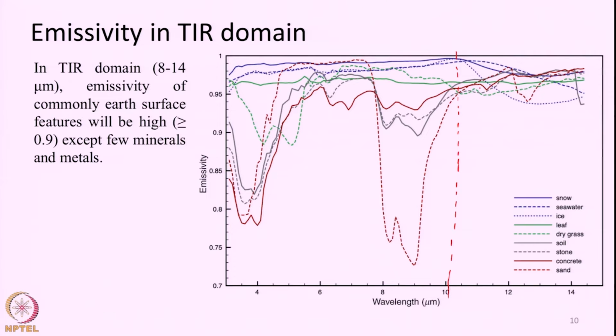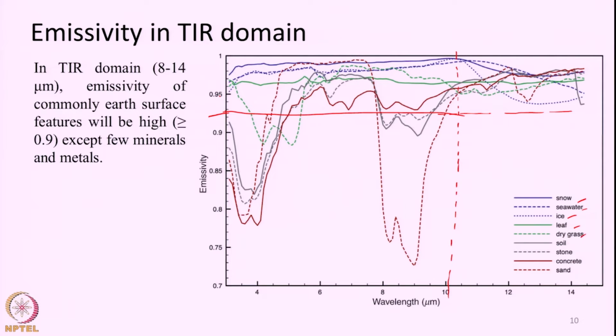So, if you look here and if I draw something like this and project it here, then we can observe that between this 10 to 12 micrometer range, where most of the thermal satellites observe the earth surface, the emissivity of most of the commonly occurring earth surface features, snow, sea water, ice, leaf, grass, etc., typically is fairly high, above 0.9.